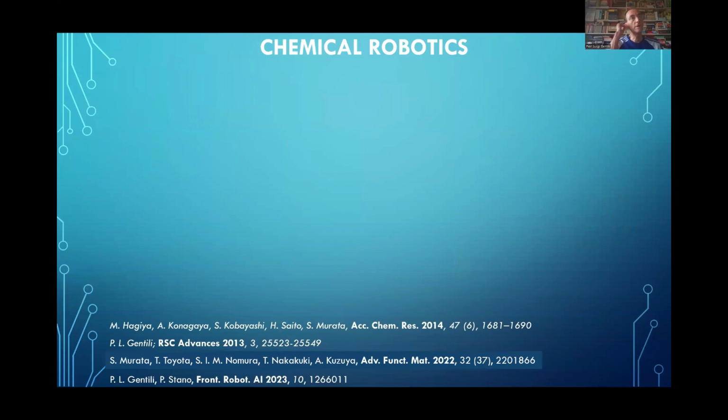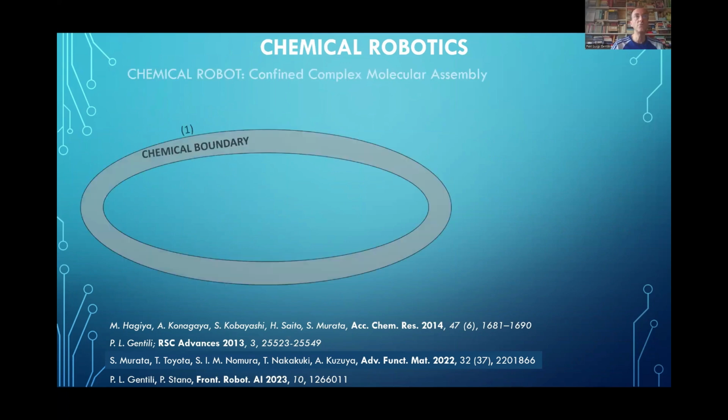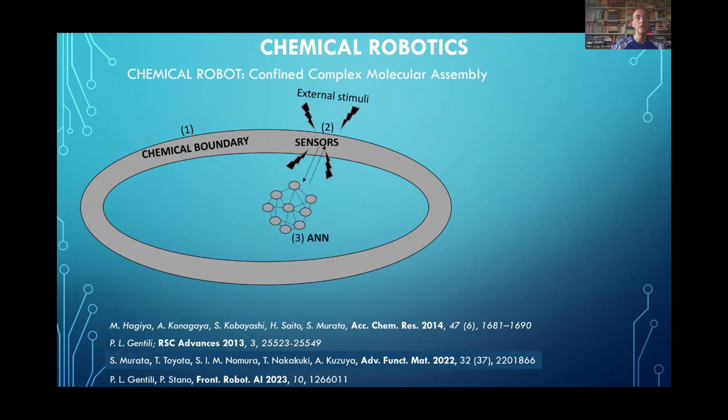An ambitious goal of chemical AI is the development of chemical robotics. A chemical robot is envisioned as a confined complex molecular assembly that reacts autonomously to its environment. Because it has sensors collecting data about the environment and internal state of the robot, it has artificial neural networks to process the sensory data, making decisions and triggering the actions of the effector modules that can affect the surrounding environment and internal state of the robot.